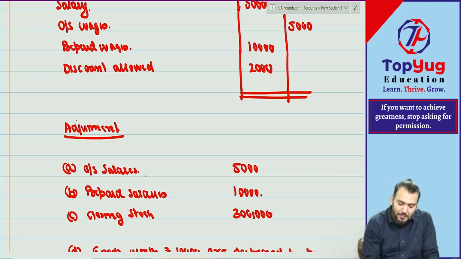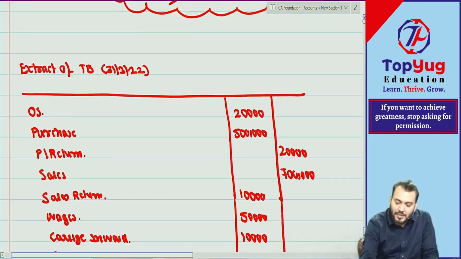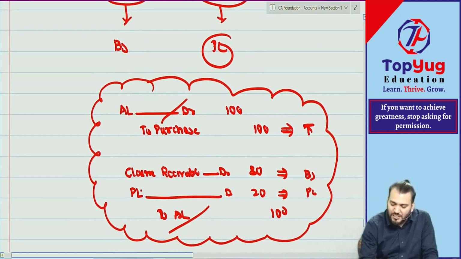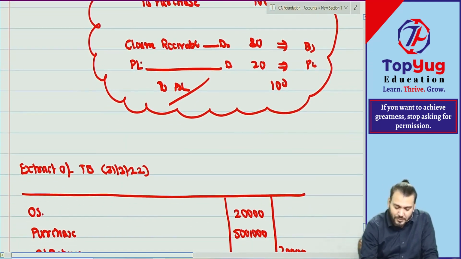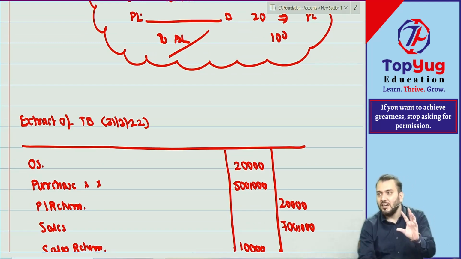Whenever an adjustment is given, just mark which item this adjustment is for. I have given one adjustment for salary. Then closing stock means an adjustment for purchase. And abnormal loss means an adjustment for purchase, correct? So I have given three adjustments, so always give a star mark on the trial balance item whenever adjustments are given.